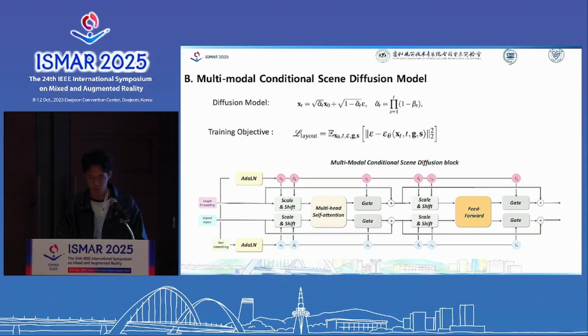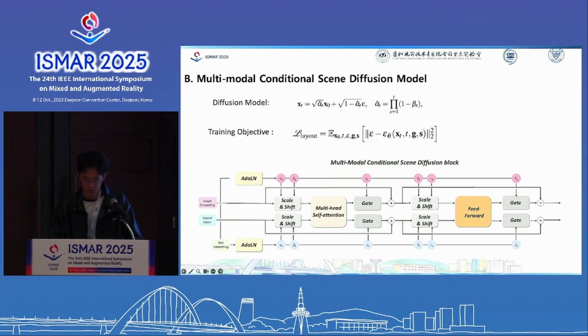Now let's explore stage B, the multi-modal conditional scene diffusion model. First, the diffusion process iterates from a clean scene layout X0, producing a noisy version XT. And our training objective is to minimize the L2 distance between the true noise and the model's predicted noise.